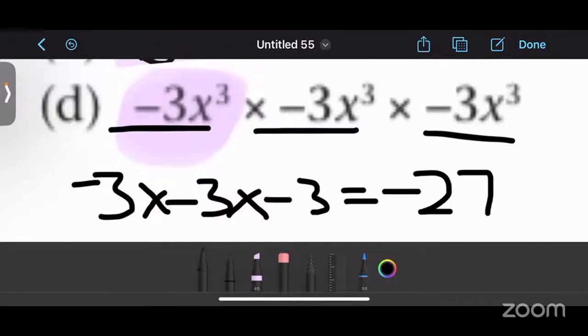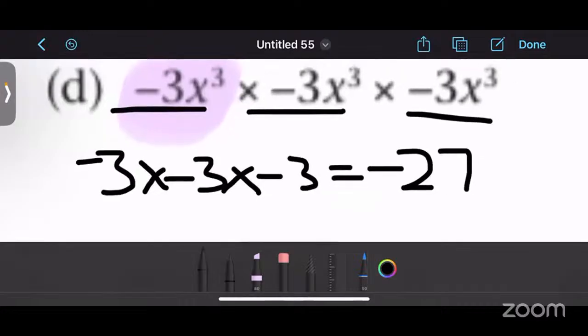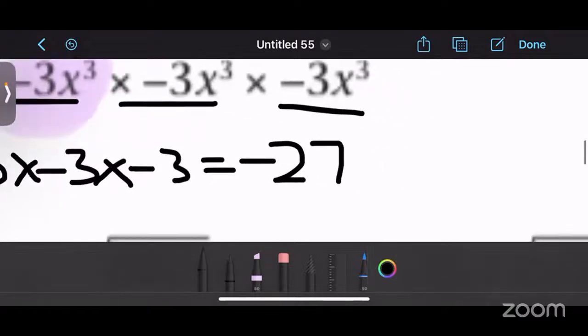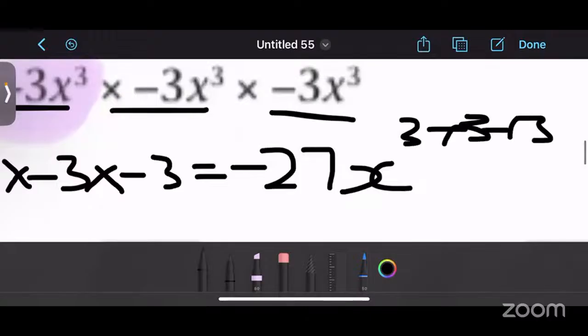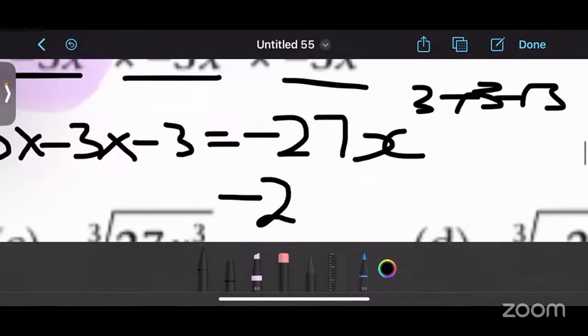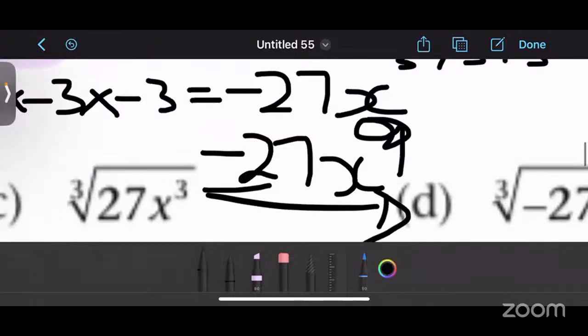And then we're going to add the exponent, which is x: 3 plus 3 plus 3 equals x to the power of 9. So it is 27x to the power of 9. Perfect. This is absolutely perfect, Manahil.